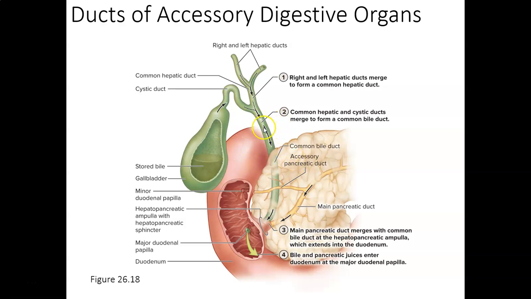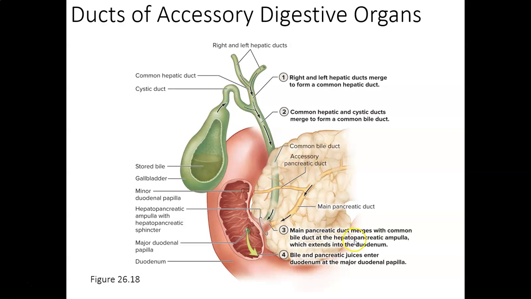And then where the cystic duct now has merged with the common hepatic duct, they merge together to form a common bile duct. And that is going to drain into the duodenum, which is the first part of the small intestine, through this structure that's called the hepatopancreatic ampulla. Okay, we can understand why it's called hepato, because it's from liver.